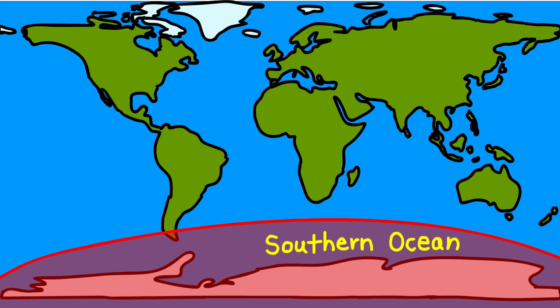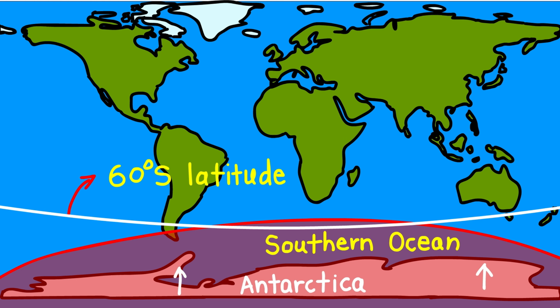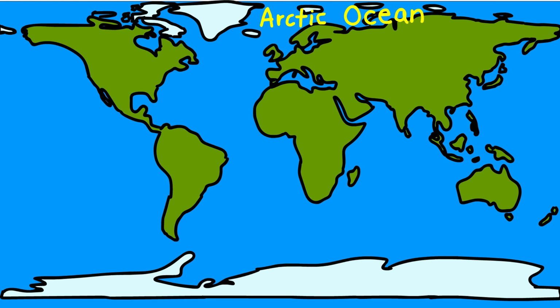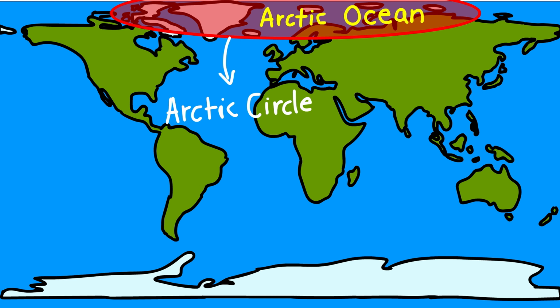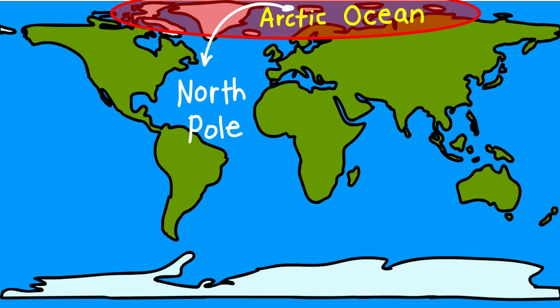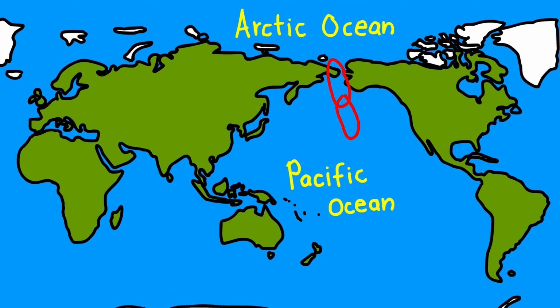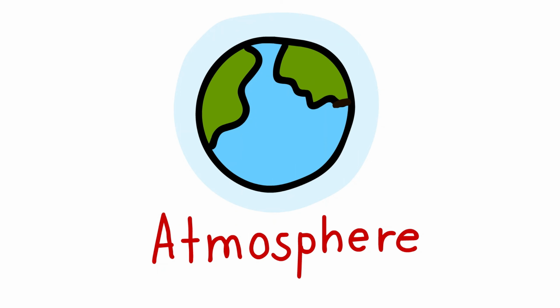The Southern Ocean encircles the continent of Antarctica and extends northward to 60 degrees south latitude. The Arctic Ocean is located within the Arctic Circle and surrounds the North Pole. It is connected with the Pacific Ocean by a narrow stretch of shallow water known as the Bering Strait. It is bound by the northern coasts of North America and Eurasia.